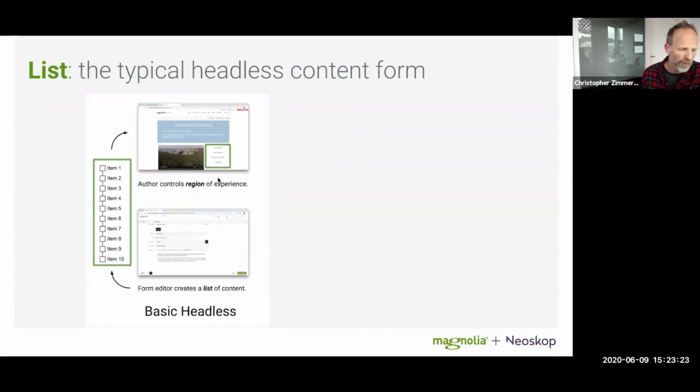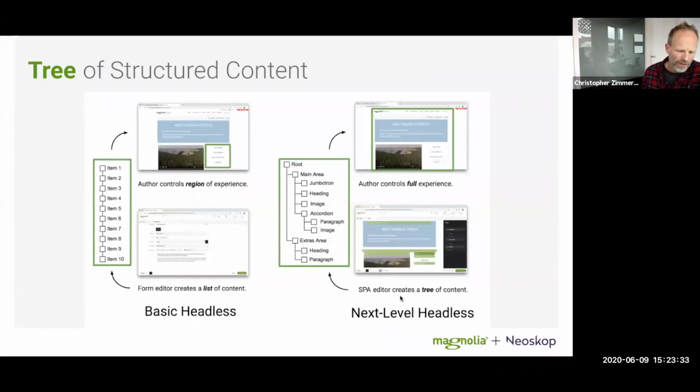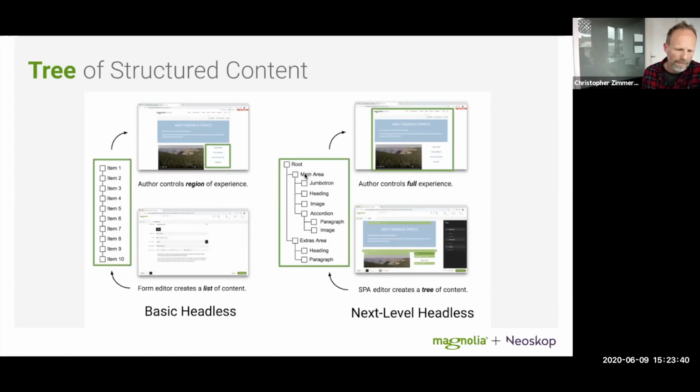So an author is in control of a region of the experience. What's new here is the SPA editor: we're not just creating a list of content, we're actually creating a tree of content. So what do I mean by tree? Well, I had that main area at the top. I could have another area, that's the first branch. And within a branch, I can have another list of items. It can branch again. Even a component can have its own contents, like an accordion component where I want to put other things in there.